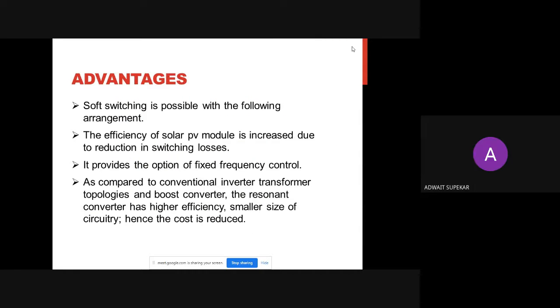Next. The advantage of the resonant converter is that soft switching is possible, and the efficiency of the PV module is also increased because the switching losses are reduced. It provides the option of fixed frequency control, and it is better than other conventional options like basic inverters and converter circuits.